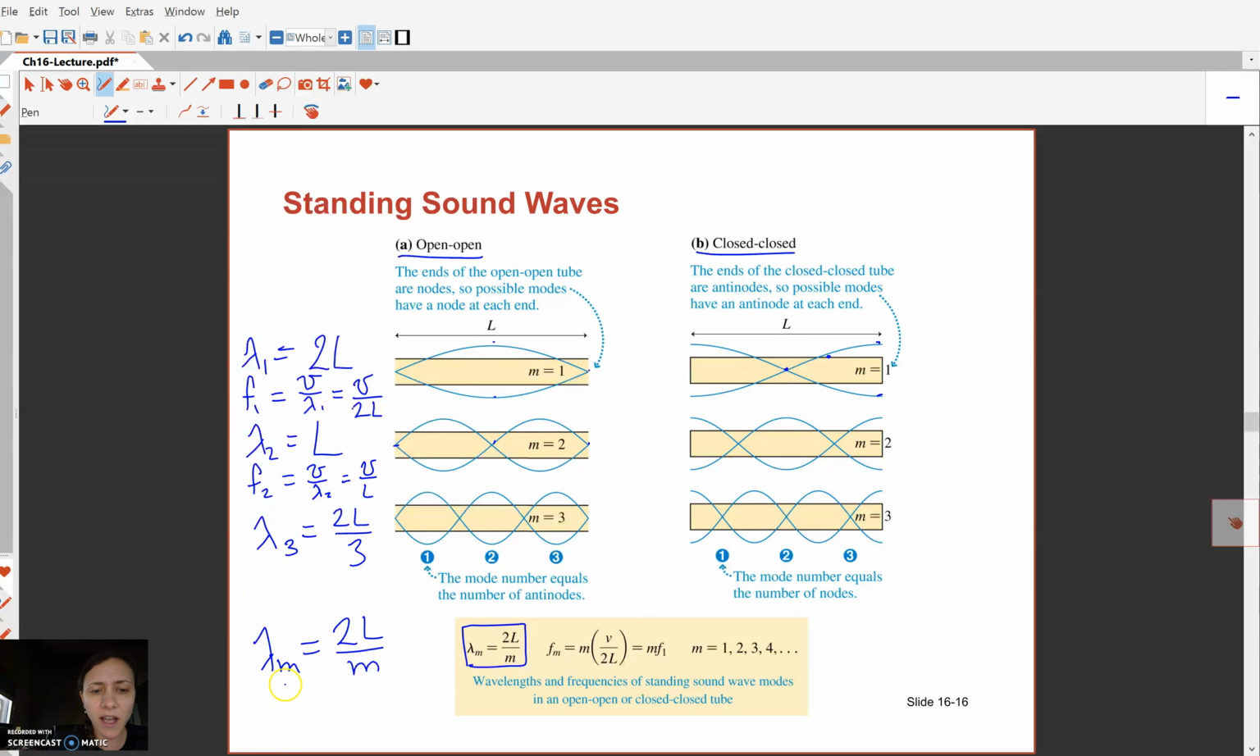And likewise down the line, and we see that the frequency of a given mode is given by M times V over 2L. Or since V over 2L is the fundamental frequency, we can just say that this is M times the fundamental frequency, where M is just some whole number. Okay, so these are all very important.